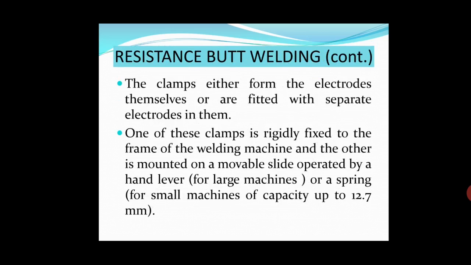The clamps either form the electrodes themselves or are fitted with separate electrodes. One of these clamps is rigidly fixed to the frame of the welding machine and the other is mounted on a movable slide operated by a hand lever for a large machine, or a spring for a small machine of capacity up to 12.7 millimeter.